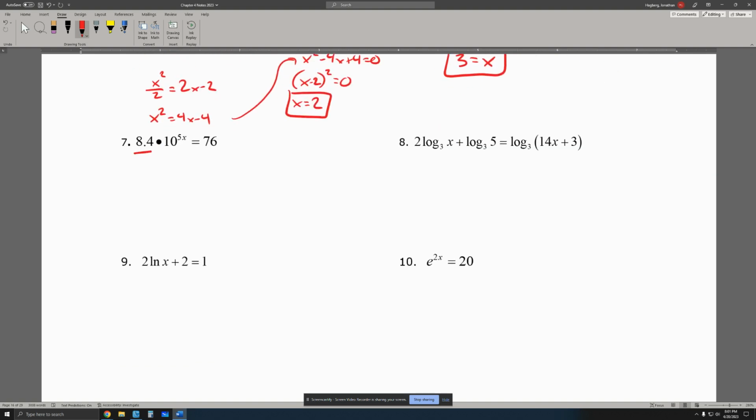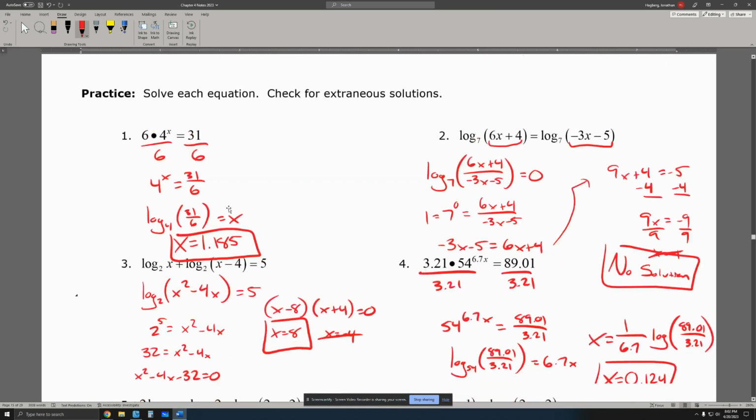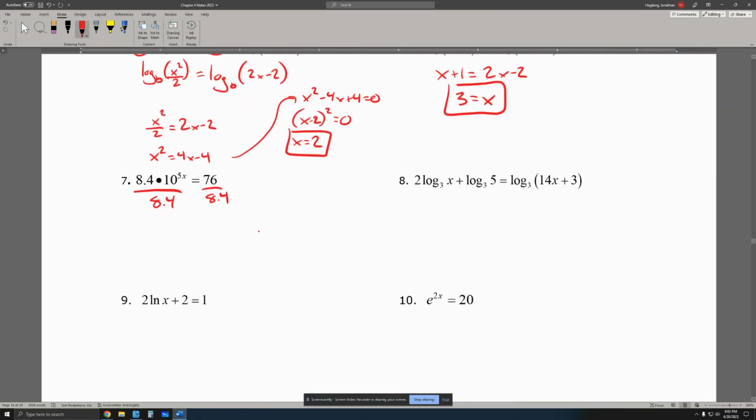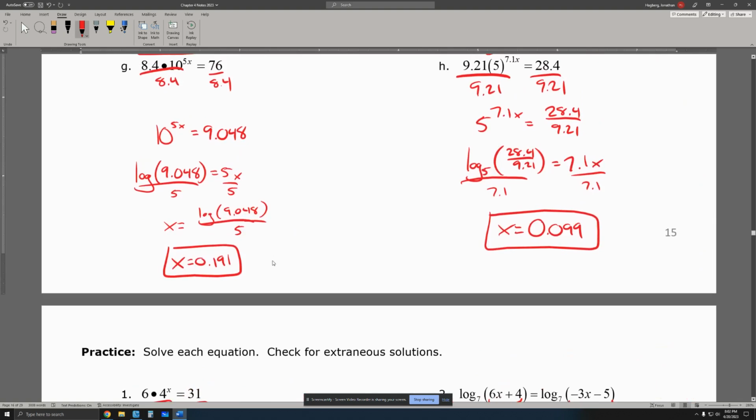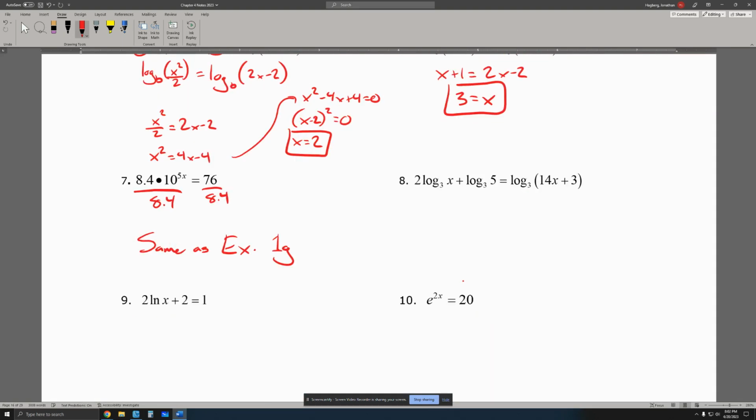Number 7, dividing both sides by 8.4. I feel like we did this one already. This one is the exact same as earlier. So we're going to skip. So same as, let's see, what number is that? That is example 1G.